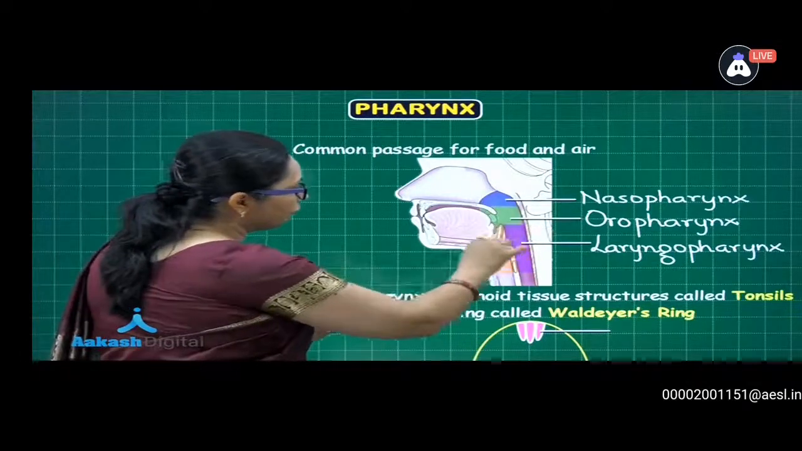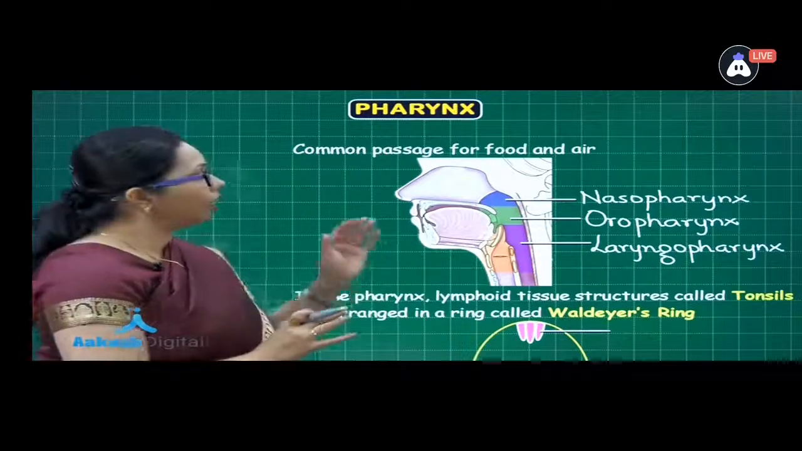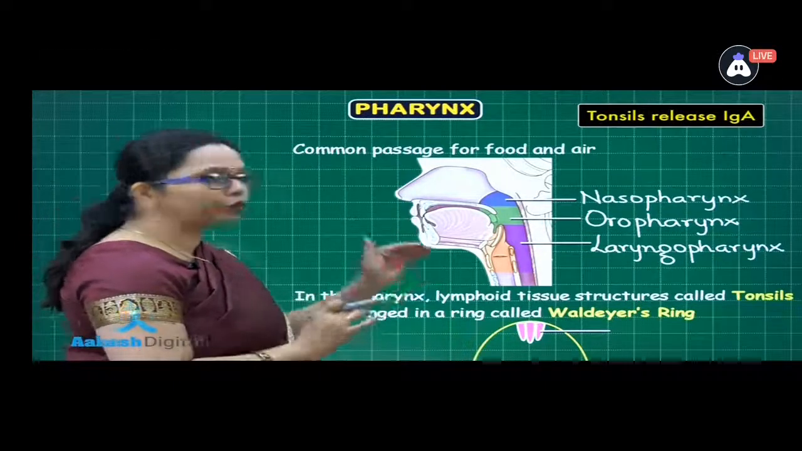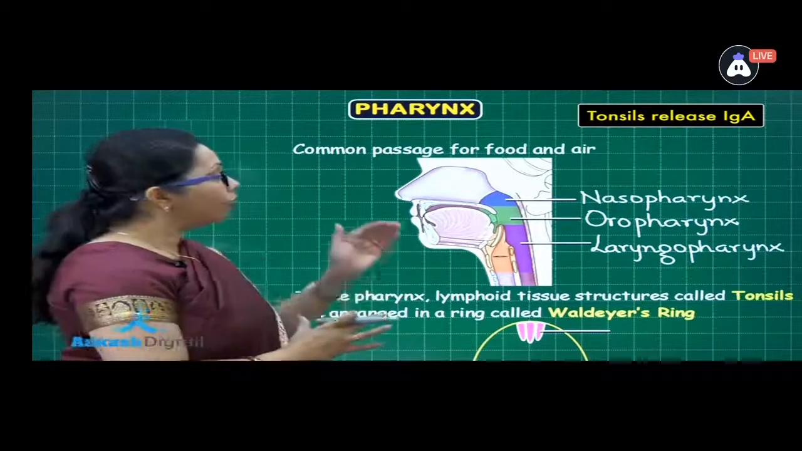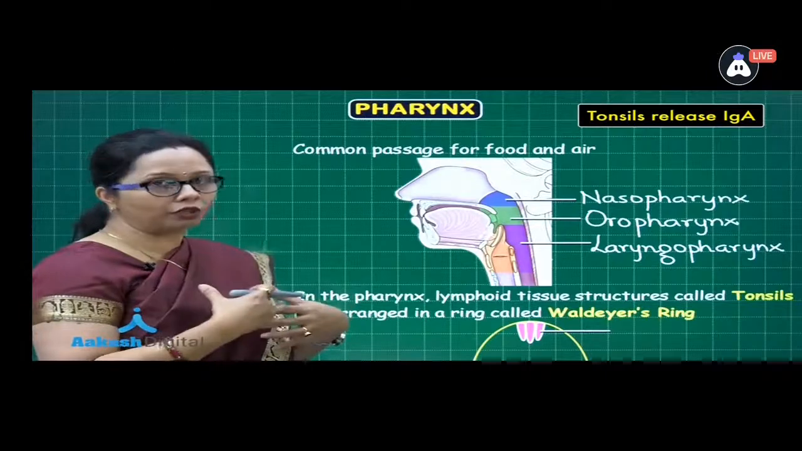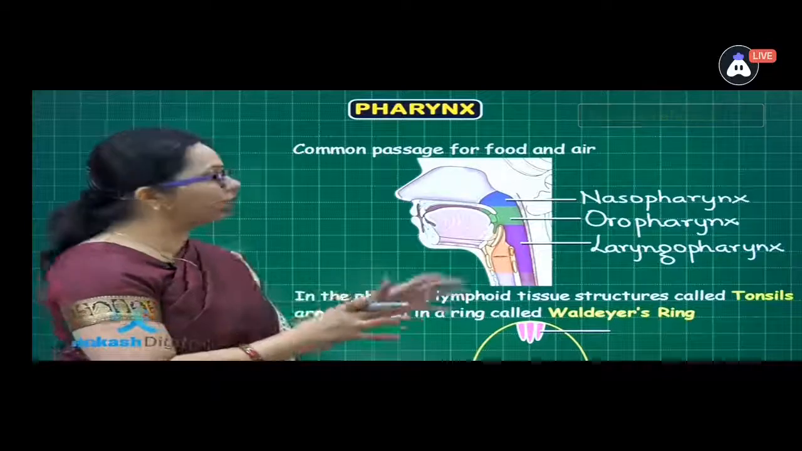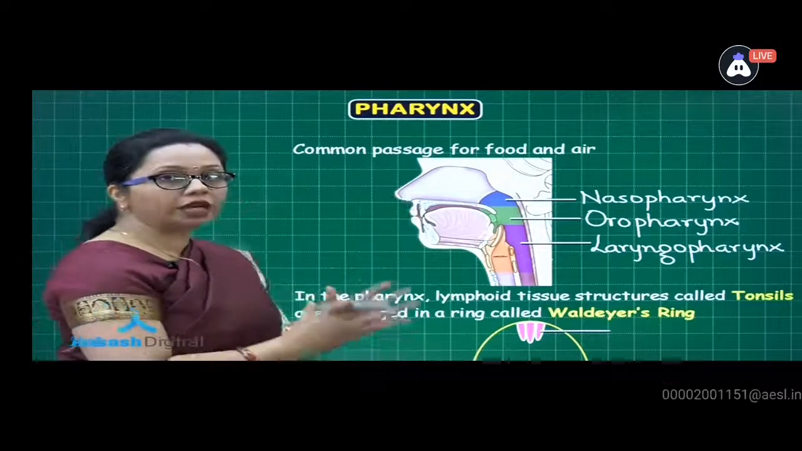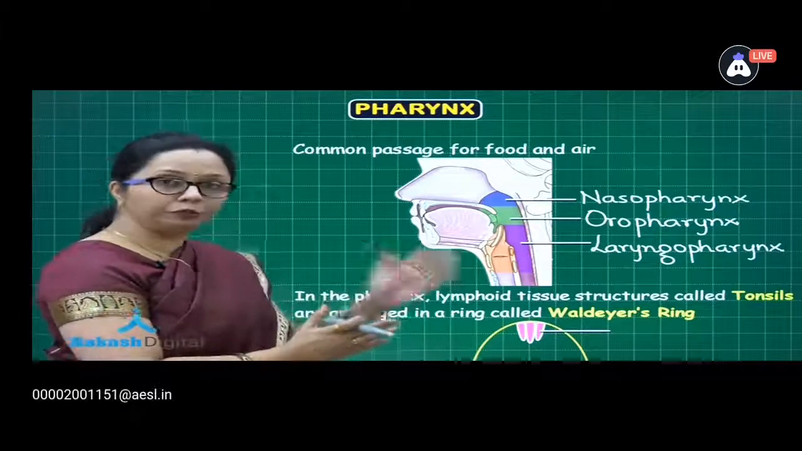Now in this entire pharyngeal area, there are a number of lymphoid tissues. Lymphoid tissues are in the form of tonsils present over here, and they would be releasing one of the immunoglobulins, that is IgA, because maximum pathogens are entering our body through air, food and water. So while air, food and water are passing through the pharynx, some of these pathogens can be taken care of here itself.